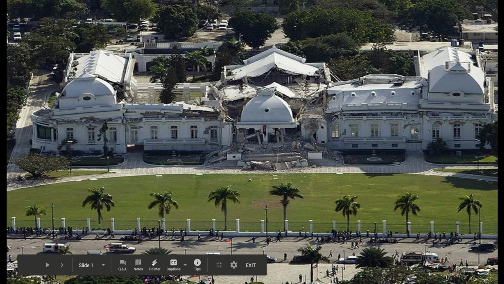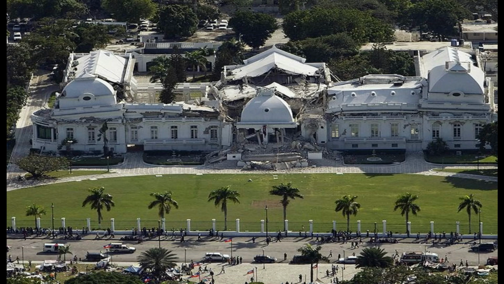Okay, so here you can see a picture of the White House after an earthquake that hit in 2010. However, this isn't the White House in the USA. This is the White House in Haiti, and this is the Haitian earthquake in 2010.